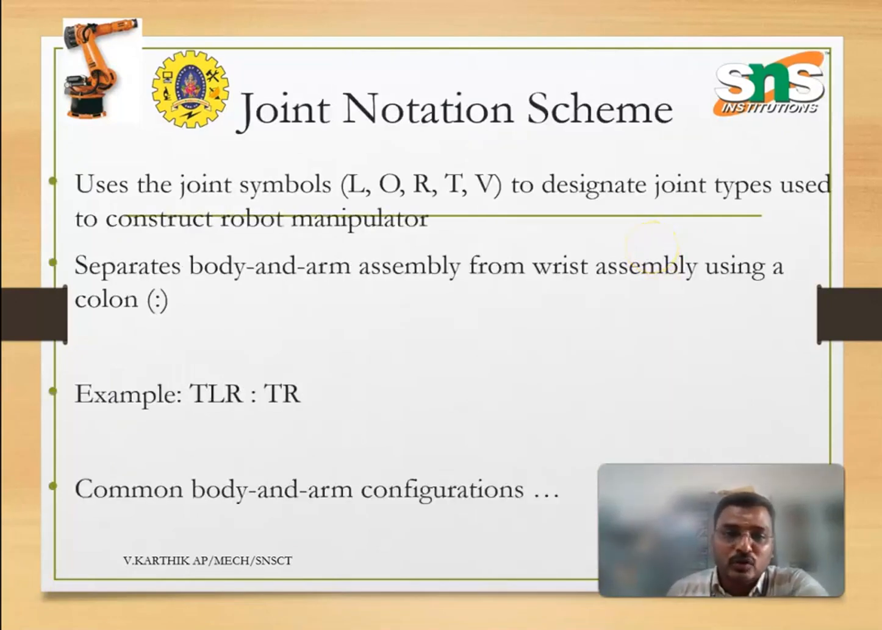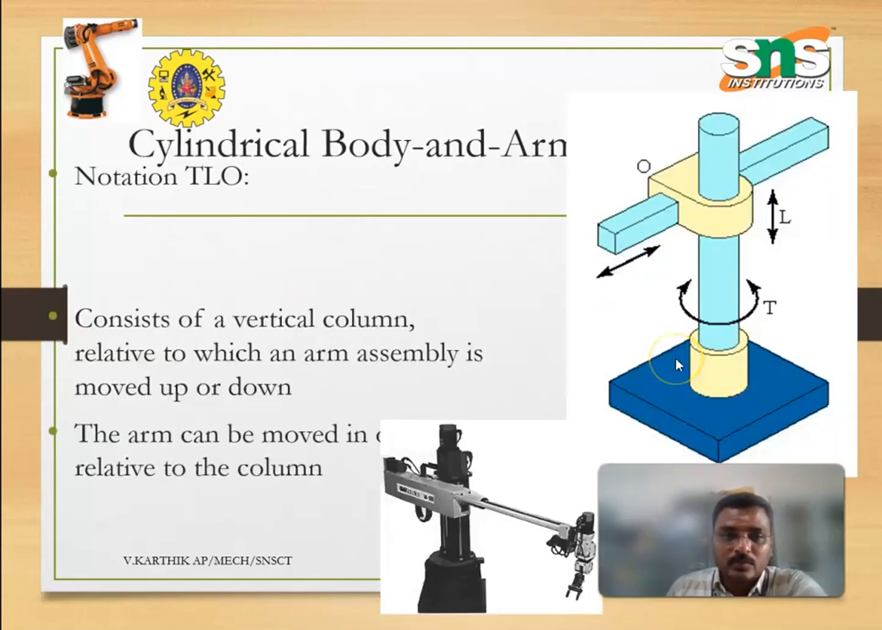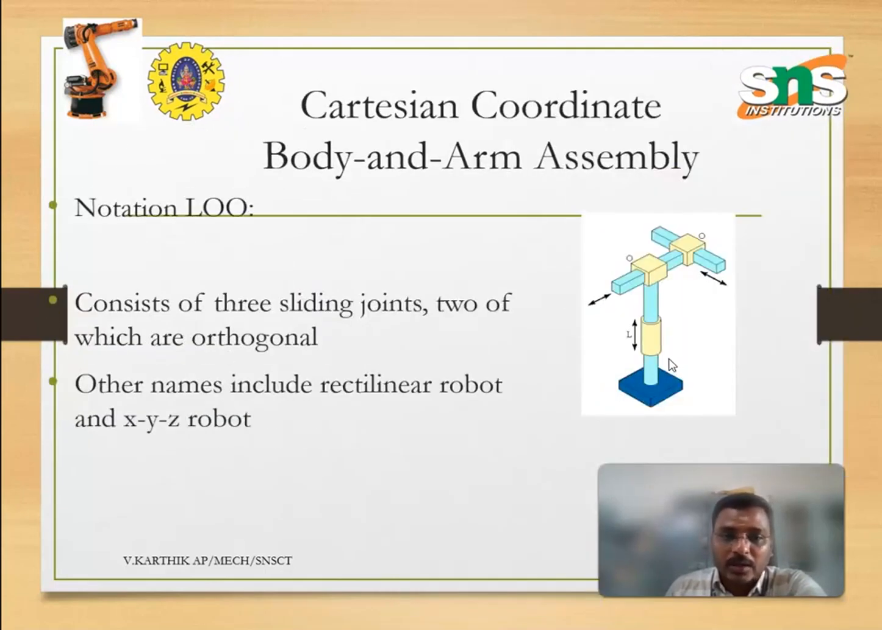The joint notation schemes use joint symbols like L, O, R, T, V, which we use during the programming languages. Then the polar coordinate body and arm assembly, where this is the diagram we use for the polar coordinate. This is a robot wrist assembly, where we can keep the workpiece to fix in the machine. Cylindrical robots and arm, and then Cartesian coordinate body and arm assembly.